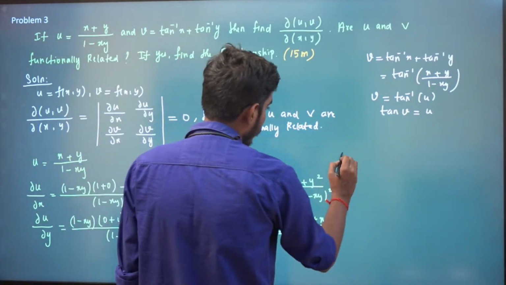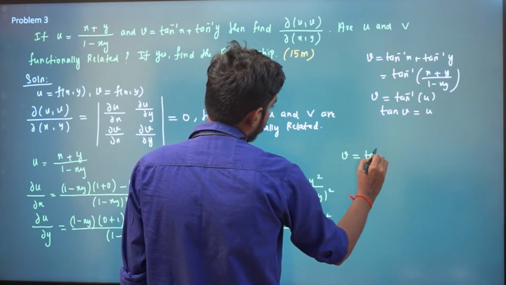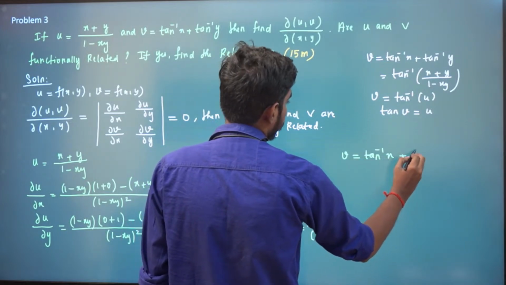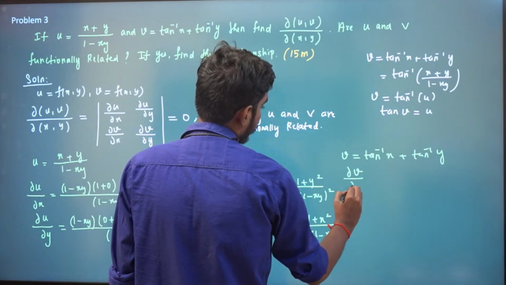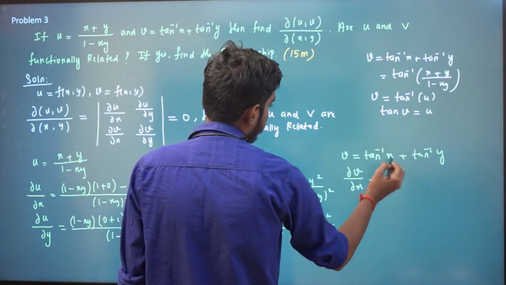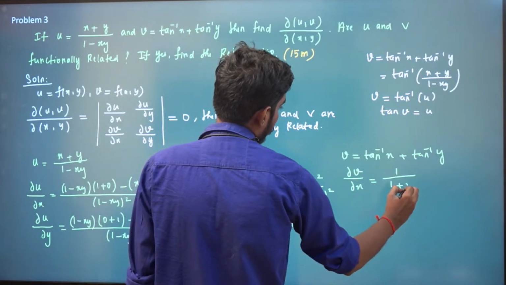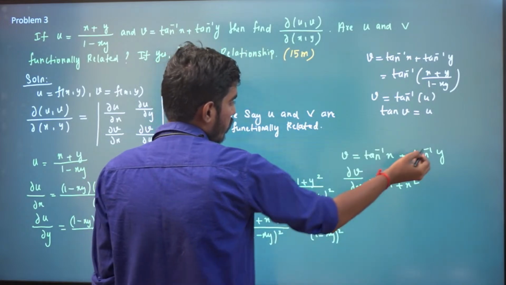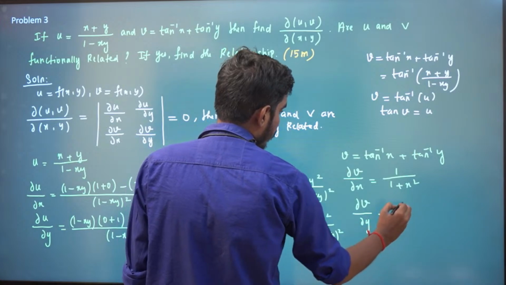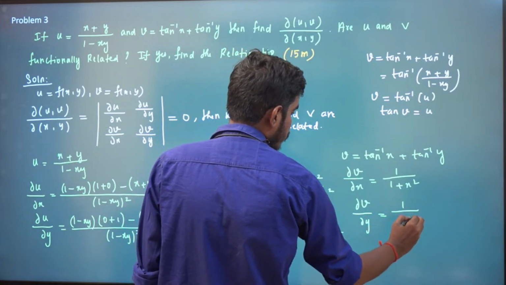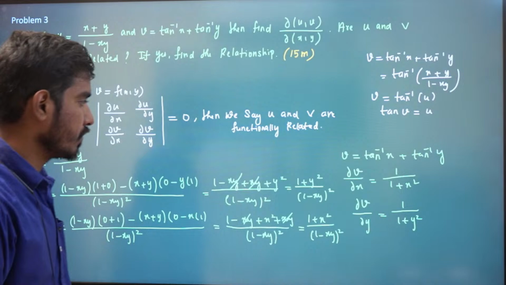Now similarly, we have v is equal to tan inverse of x plus tan inverse of y. So you differentiate partially with respect to x. So derivative of tan inverse of x is 1 by 1 plus x square, and dou v by dou y, right? Dou v by dou y will be 1 divided by 1 plus y square, right?